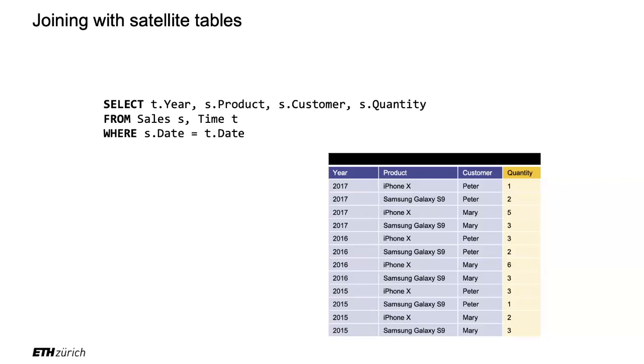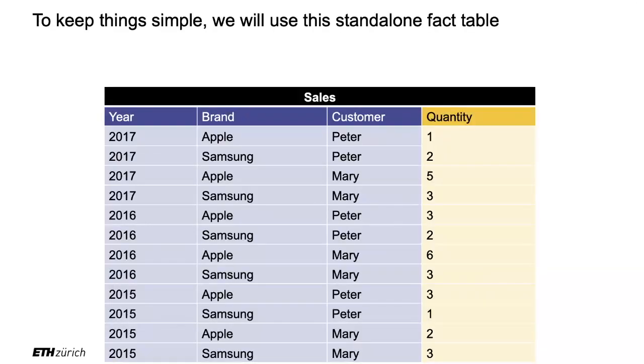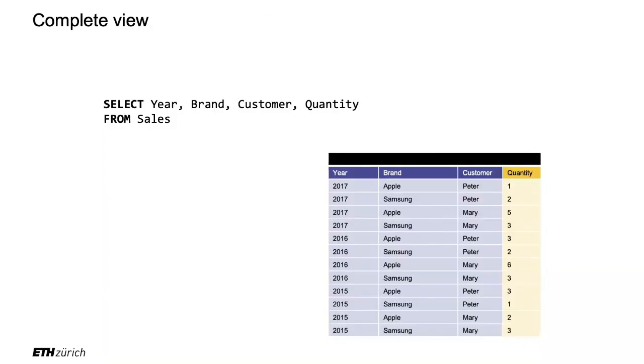But again, what I'm going to do now to show you the aggregation is I'm going to assume that I have a standalone facts table where I already took the year and the brand and the customer, and that's it. So I'm going to forget the satellite tables and just focus on that one facts table, as a single relational table. And we are going to be working on that one. So what can I do? Well, first I can look at it as a start. So select the year, the brand, the customer, and the quantity, right? From sales. So sales is the name of the table.